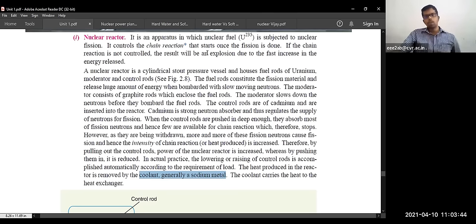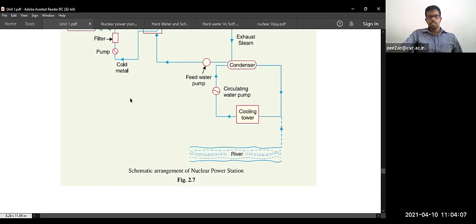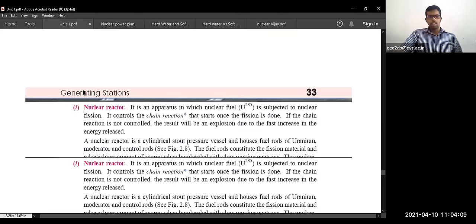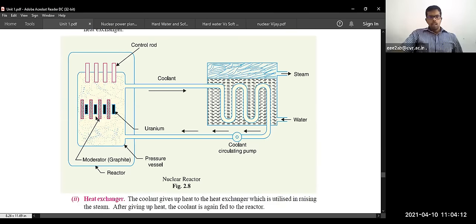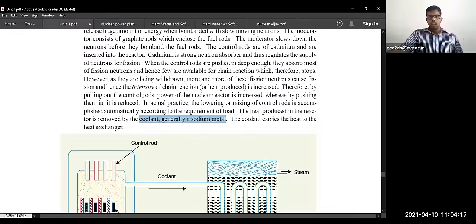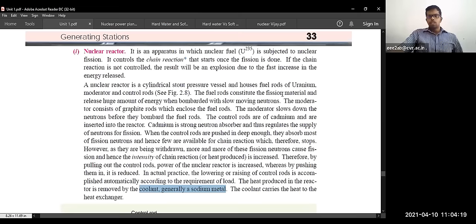To avoid this explosion, this nuclear reactor is a cylindrical stout pressure vessel and houses fuel rods of uranium, moderator and control rods also. In the nuclear reactor we have fuel rods, moderator, control rods. Here you are seeing it. It contains control rod, moderator, as well as fuel rods, that is uranium-235 fuel rods.